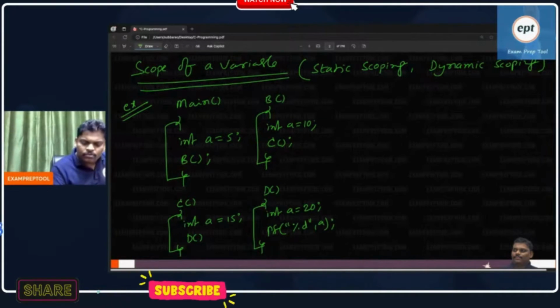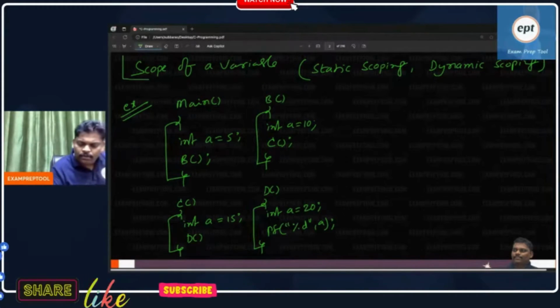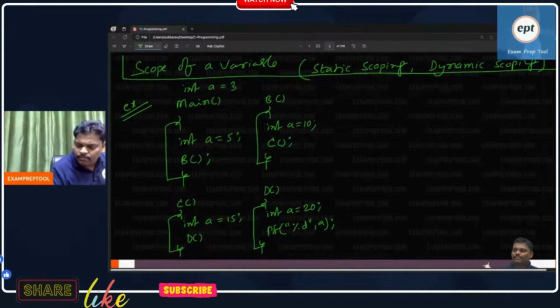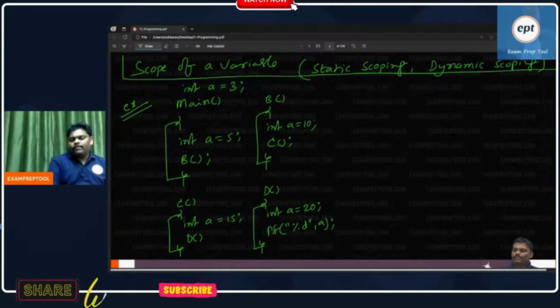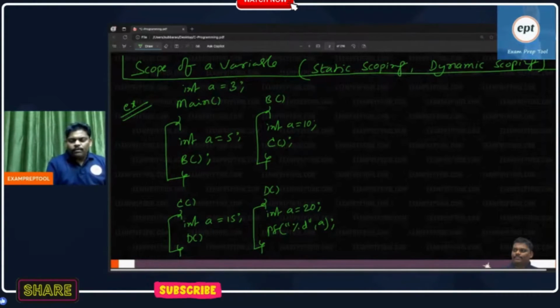Next one. Above this program, above this particular topic, like this, see this one here. Int a is equal to 3. Yeah, take this problem. It is the first problem. Everyone will get it. Scope of a variable, static scoping, dynamic scoping. It is the first topic. If anyone came just now, don't think that you missed out on something.